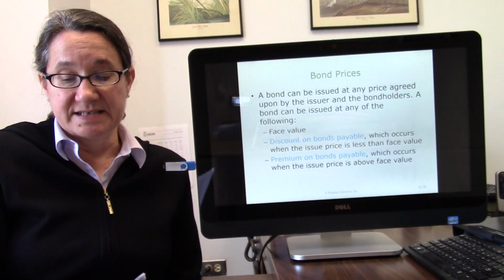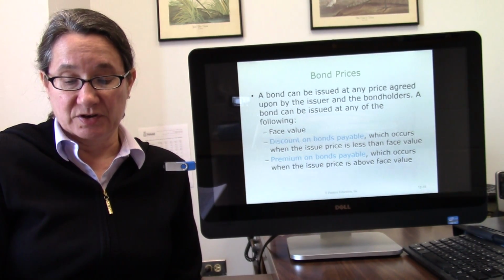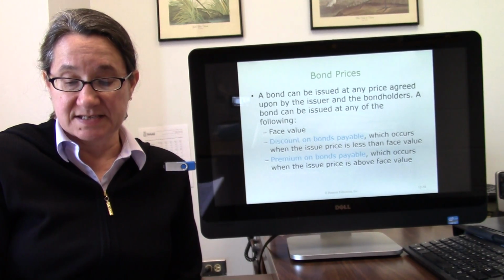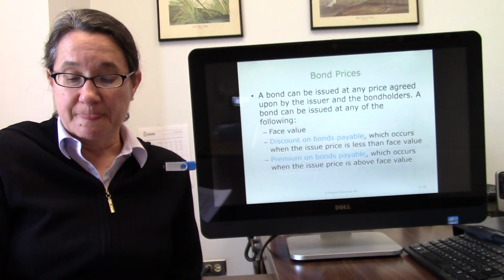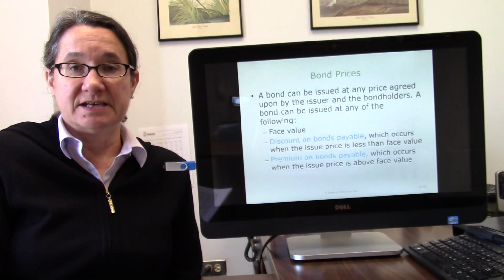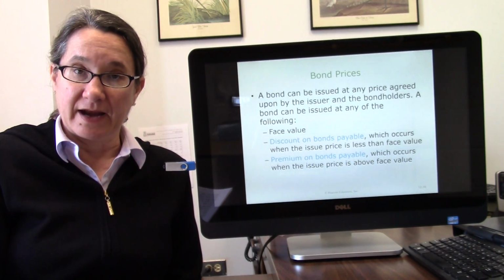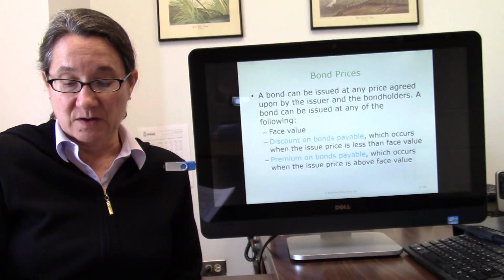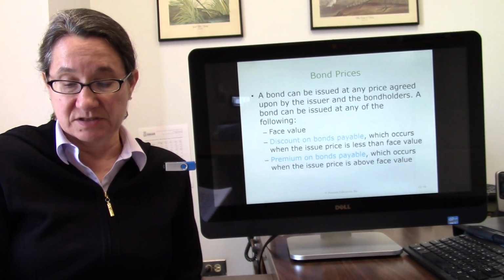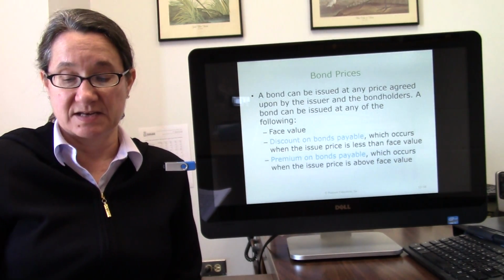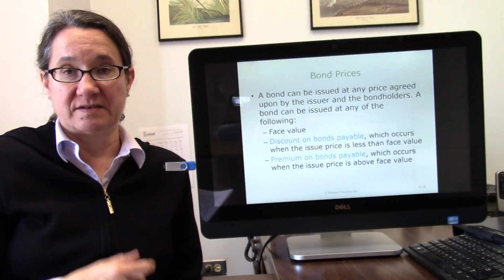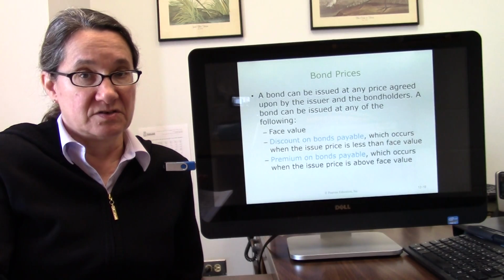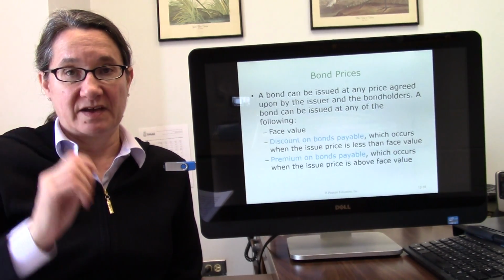Discount. A discount on bonds payable occurs when the issue price is less than the face value. So, for example, a $1,000 bond issued for $980. The discount is $20, right? The difference between $1,000 and $980. So you have face value, $1,000 for $1,000. Discount, you're issuing it for something less than the face value.